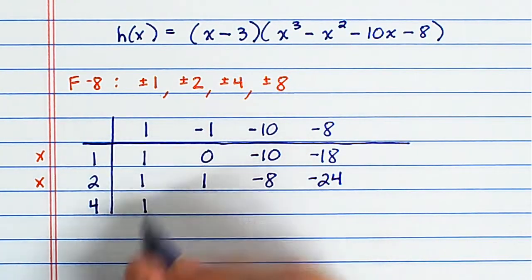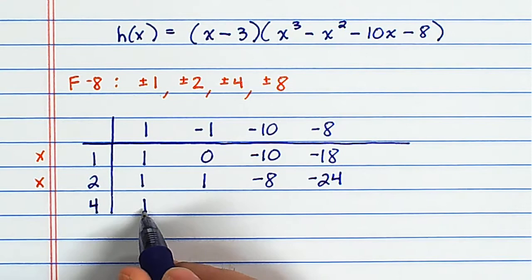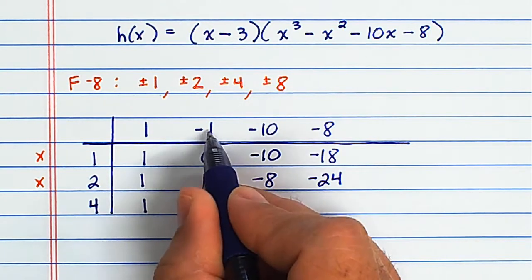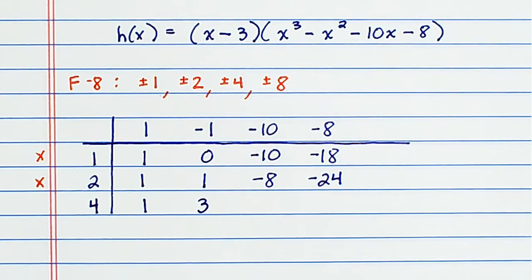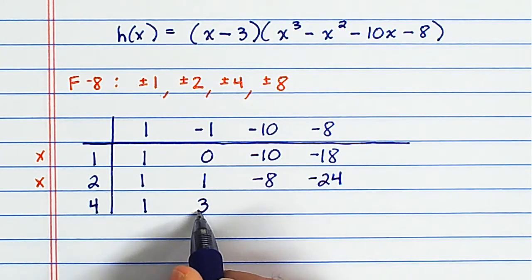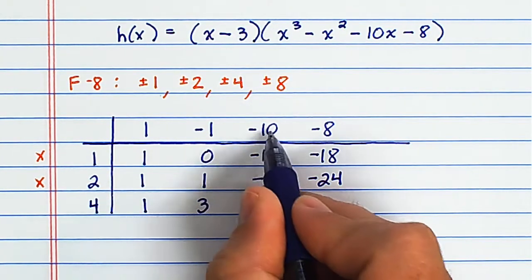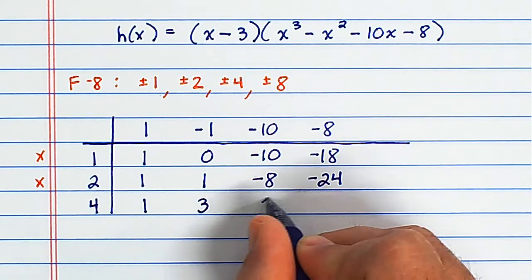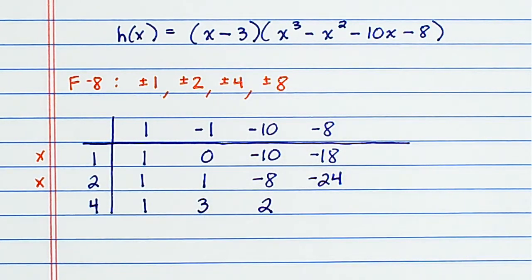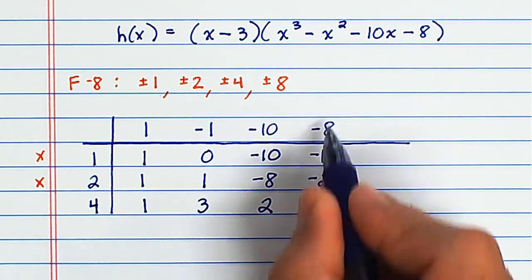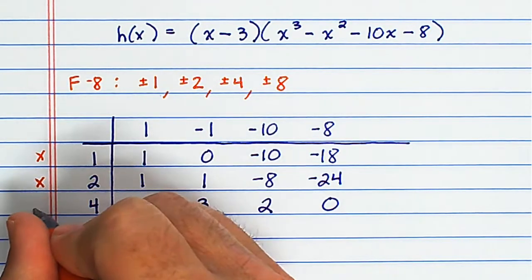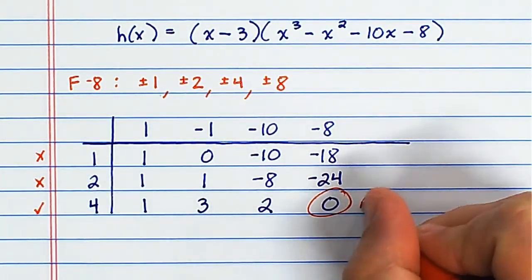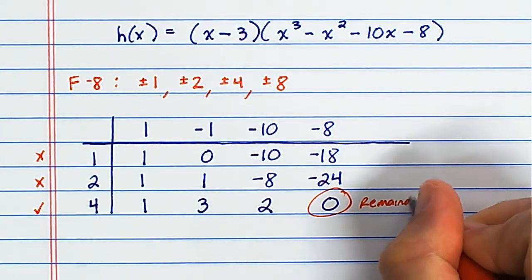1. Dropped it down from there. 4 times 1 is 4. 4 plus negative 1 is 3. 4 times 3 is 12. 12 plus negative 10 is 2. 4 times 2 is 8. 8 plus negative 8 is 0. And that is what we wanted. There is our remainder of 0.